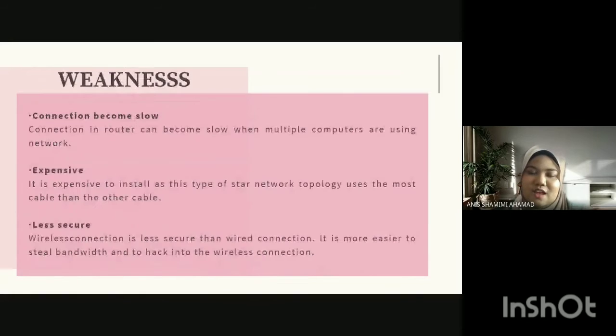Next is weakness. We have 3 weaknesses in this project. The first one is connection becomes slow. Connection in router can become slow when multiple computers are using the network. Second, expensive. It is expensive to install as this type of star network topology uses the most cable compared to other topologies. Lastly, less secure. Wireless connection is less secure than wired connection. It is easier to steal bandwidth and to hack into the wireless connection.